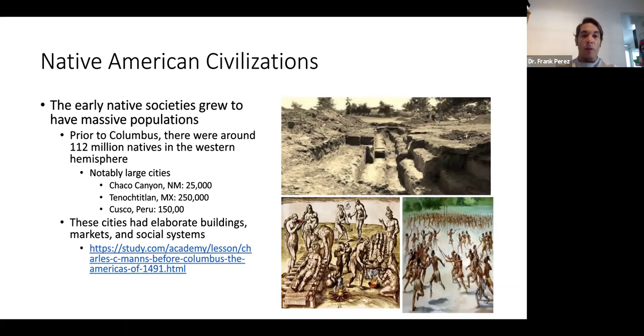I wanted to mention a couple of notably large cities. Again, Chaco, which I mentioned, is in New Mexico. It had a population of about 25,000 people. So, relative to a small or a fairly large city here in the United States. Tenochtitlan, which was the capital of the Aztec Empire, and also the capital of Mexico, right, had 250,000 people. So again, a fairly large city. And then Cusco, Peru, which was in South America, had 150,000 people. So again, massive populations here in these systems.